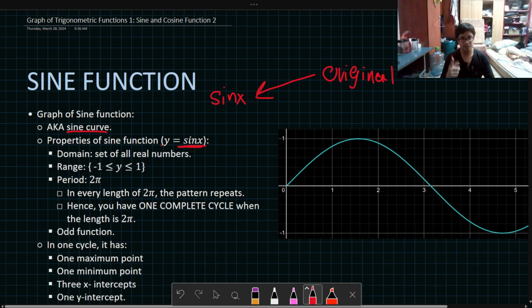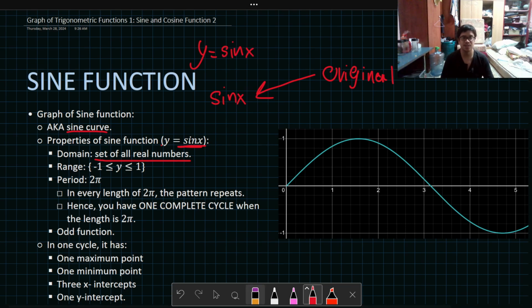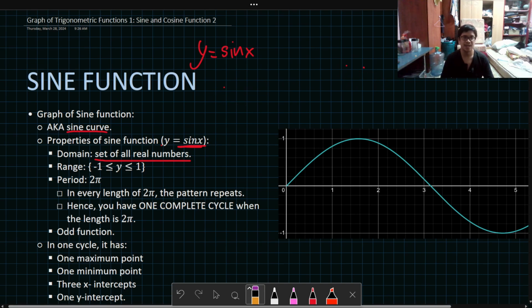First and foremost, the domain is the set of all real numbers. So, what does it mean? Algebraically speaking, assume that we have this equation, y is equal to sine x. This is basically the same as writing f of x is equal to sine x.